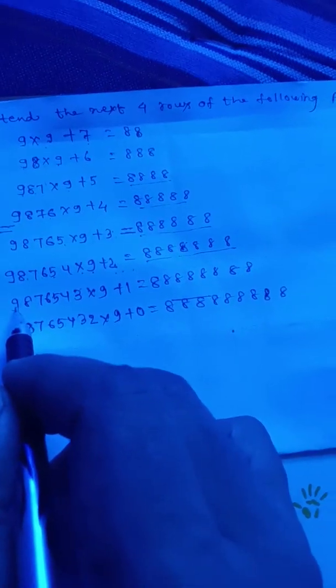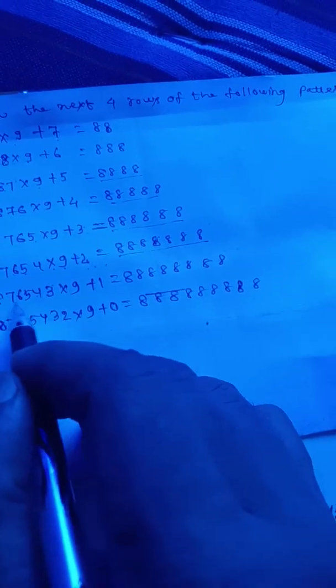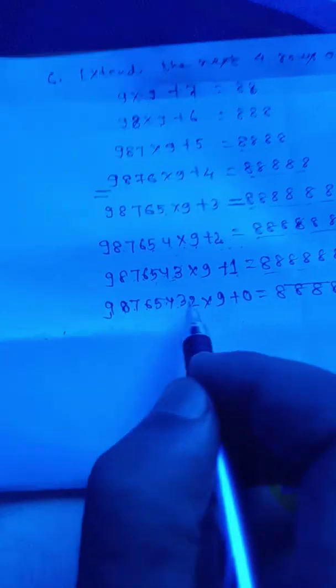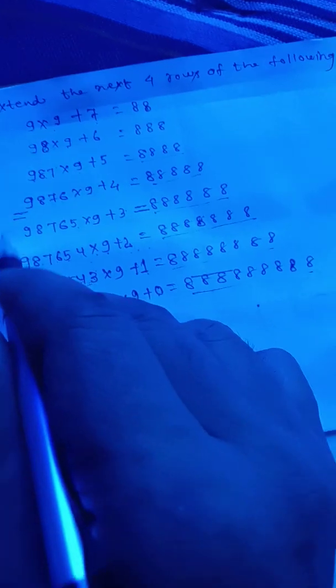In the same way we write here 98765 3 here, one number increased in the next order, into 9 plus we write 1 less than 2, 1, here. We write here 8 eights. In the same way we write here 9 8 7 6 5 4 3 and 2 here into 9 and 1 less than 1, 0 here. We write 9 zeros. So 1 2 3 4, these are the 4 next rows of the following pattern.